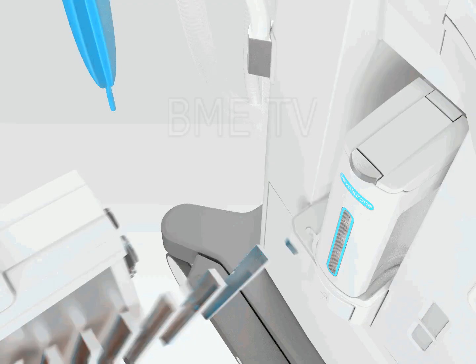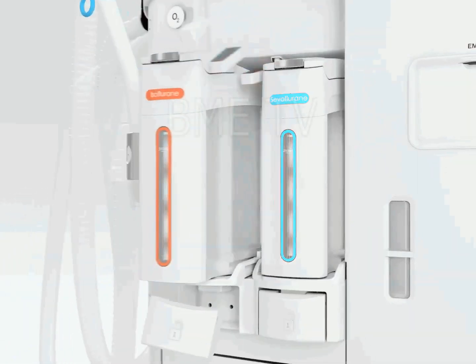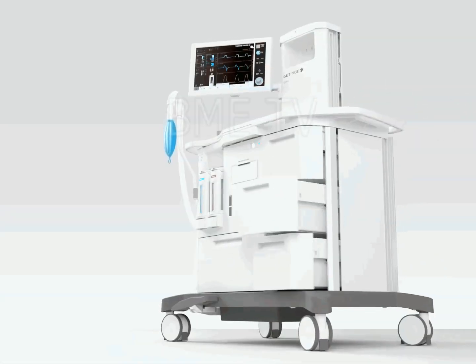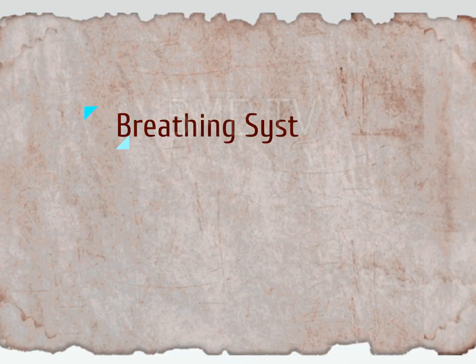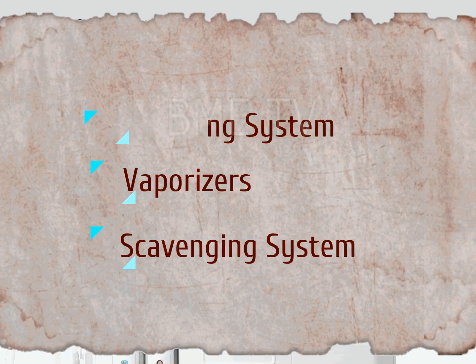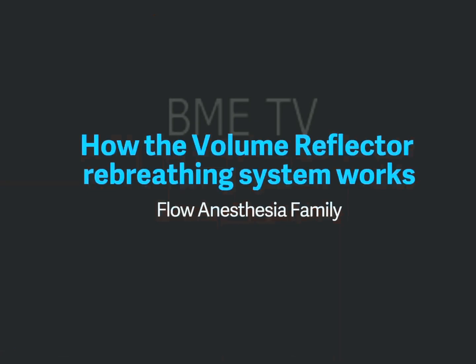Anesthesia Machine series video. If you have not seen the first part, please look into that video first and then continue to this video to understand systematically. In this video, we will look into the breathing system, vaporizers, and the scavenging system in anesthesia machines. Let's begin with breathing systems in anesthesia machines.